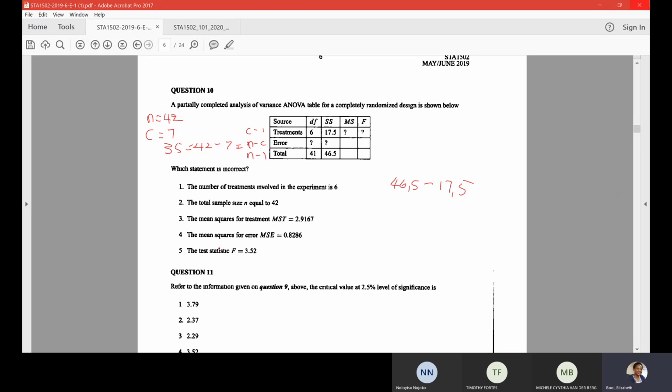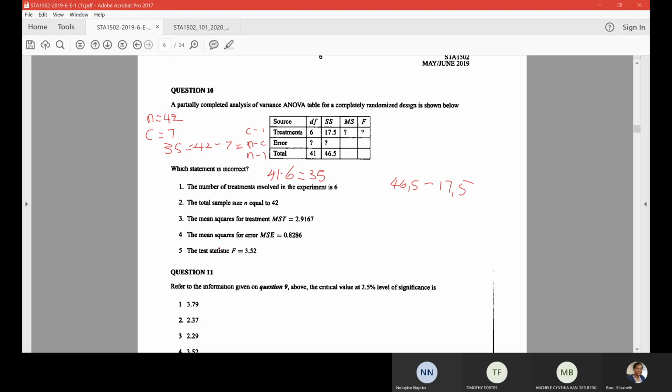The same thing happens here. We could have just said 41 minus 6, it would have given us 35. If you take 41 and subtract 6, it still gives you 35. I did it this way because some of the questions here that we need to answer use all that information.